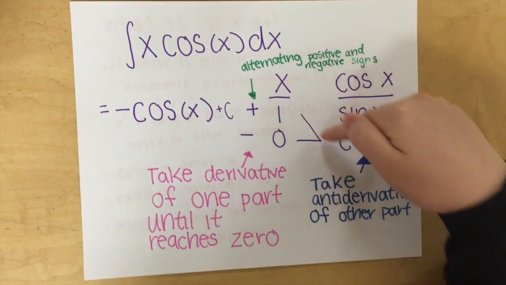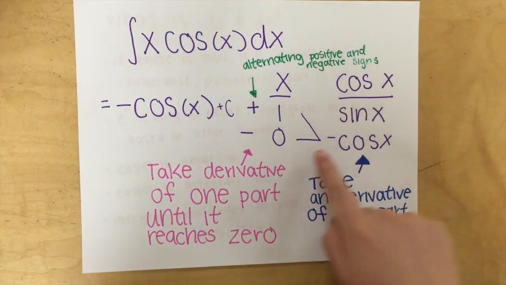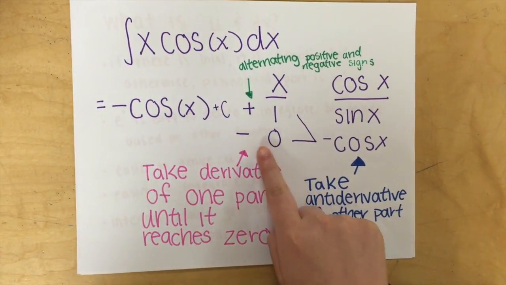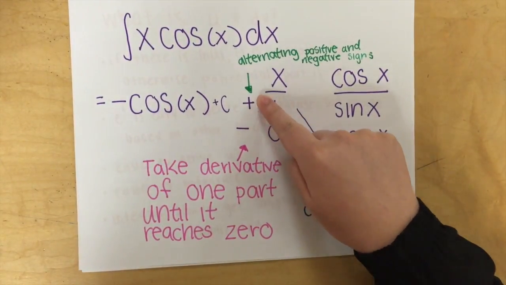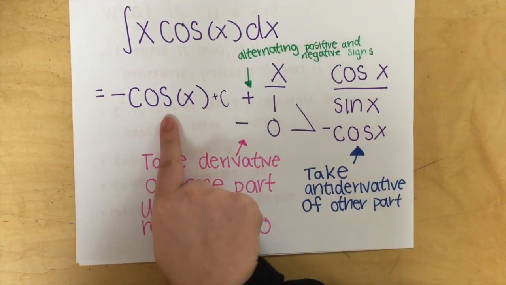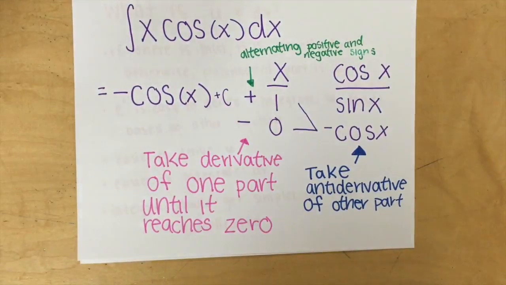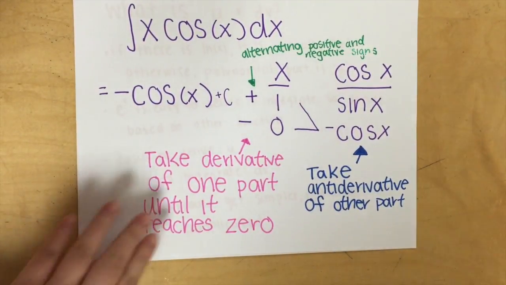Then you crisscross across this way, and then for the last piece, you go horizontally. Then you assign alternating positive and negative signs, and then you just multiply it through to get this answer. Don't forget plus c. It's very important.